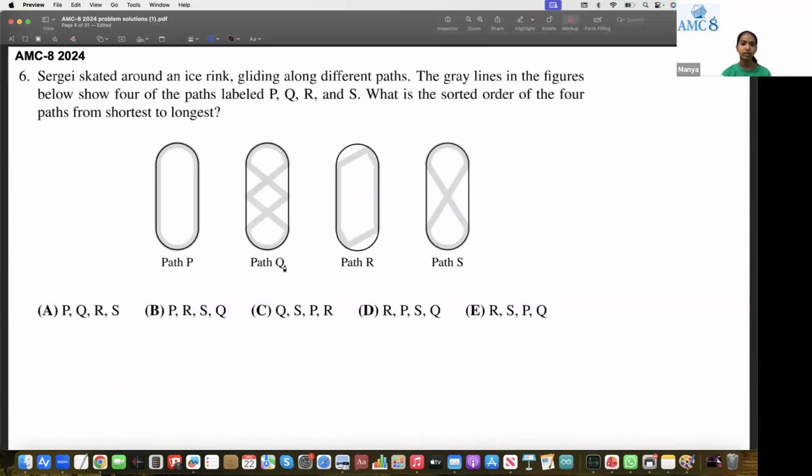Sergei skated around an ice rink, gliding along different paths. The gray lines in the figures below show 4 of the paths labeled P, Q, R, and S. What is the sorted order of the 4 paths from shortest to longest? So what is the shortest path?